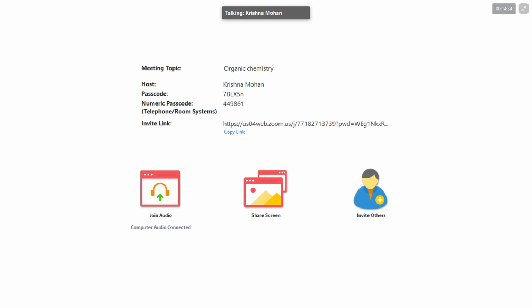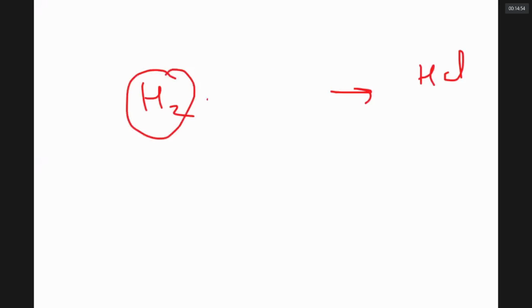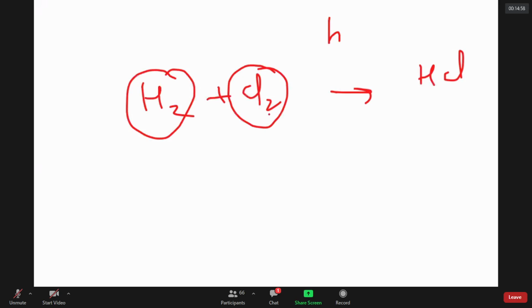Now a lot of syllabus we have defined. Electronic effects are very, very important for organic chemistry. When a reaction is happening, when hydrogen is reacting to give HCl, to hydrogen you are adding chlorine. These are called reactants. You should focus light. This is a requirement.